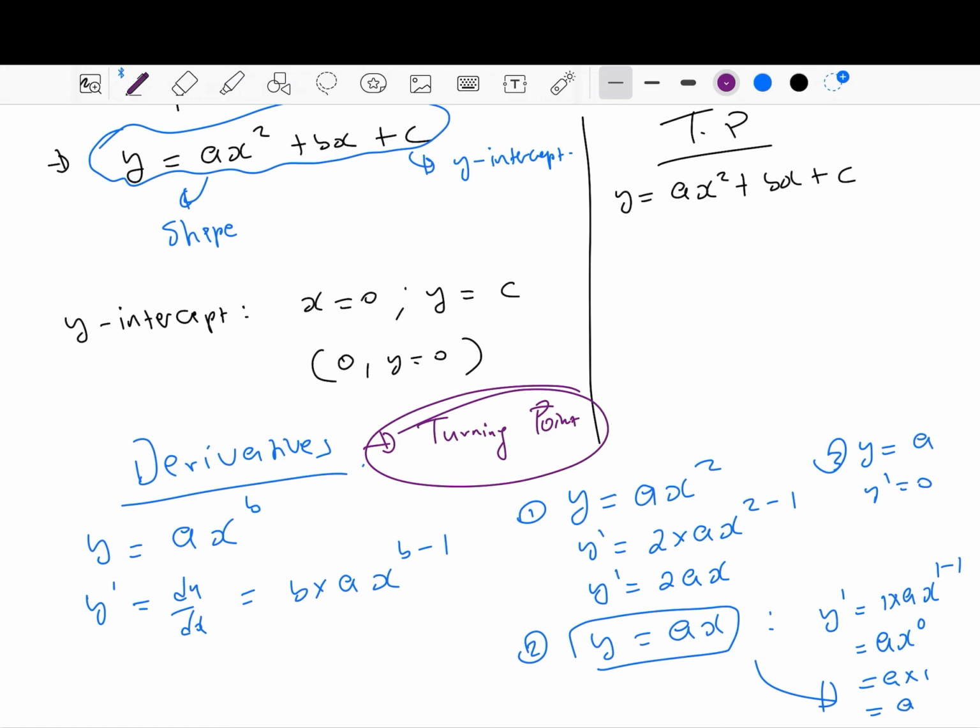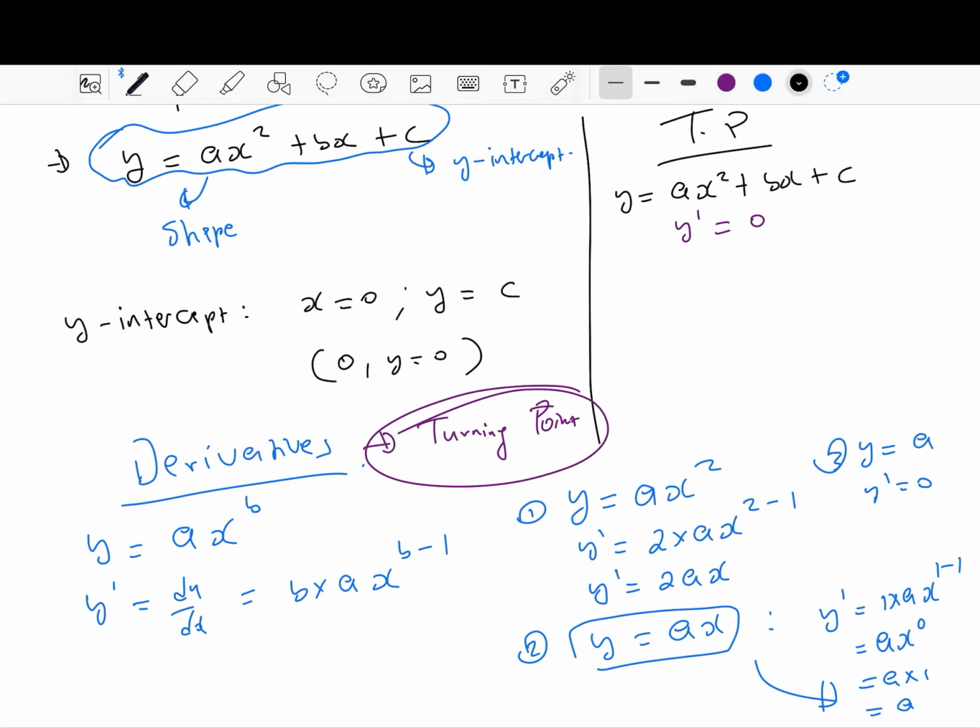So you calculate the first derivative and you equate that first derivative to 0. That's what you do. Calculate the first derivative, equate it to 0, and solve for x. And that x is the x value of the turning point. So how do you calculate the x value of the turning point? You find the derivative, equate it to 0, and solve for x. And that x value is the x value of the turning point.